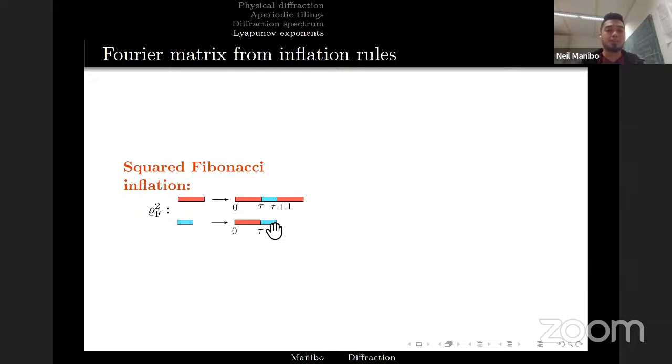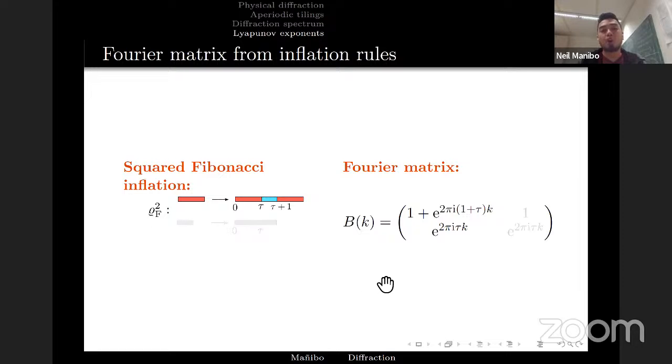So if you look at the squared inflation, you look at the positions of the tiles. So for example, the red tile is located at the origin. This blue tile is located at position tau. This should be lambda, but tau here is also the golden ratio. And the last red tile is at position tau plus 1, because this is of length 1, and this is of length tau. Likewise, for the super tile corresponding to B, or to the blue tile, this is at position 0, this is at position the golden ratio. So same thing. So the first column corresponds to the super tile of type A. And the second column corresponds to the super tile of type B.